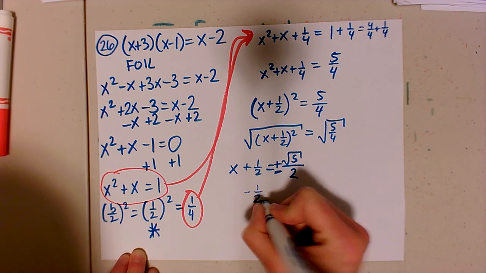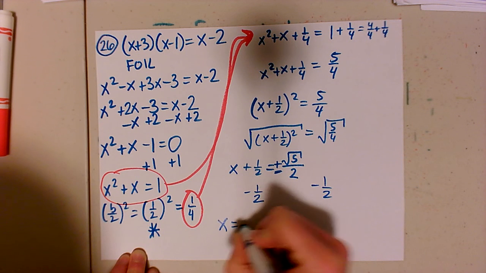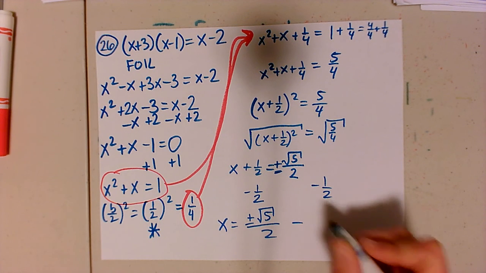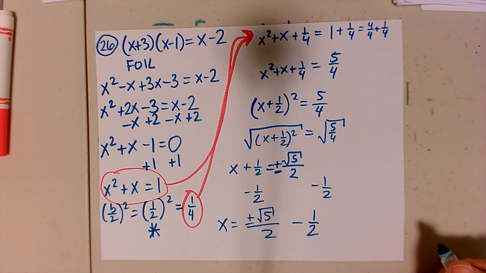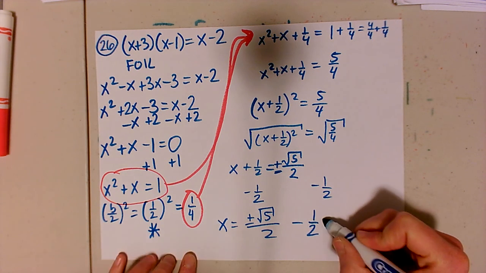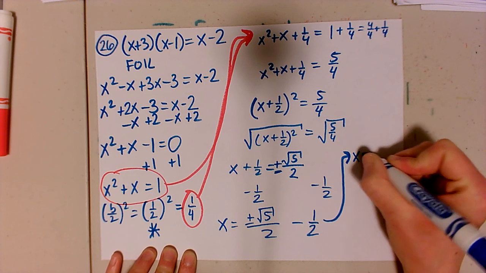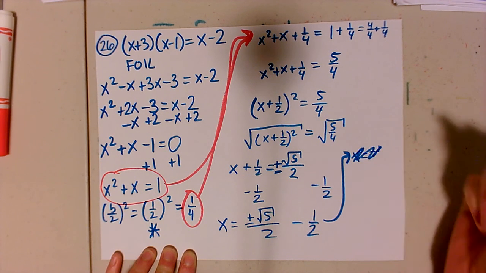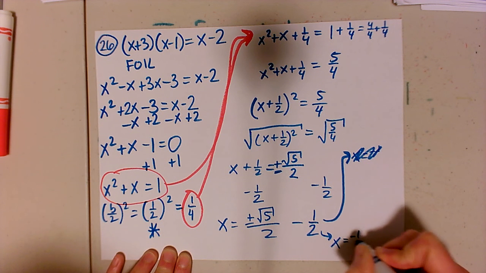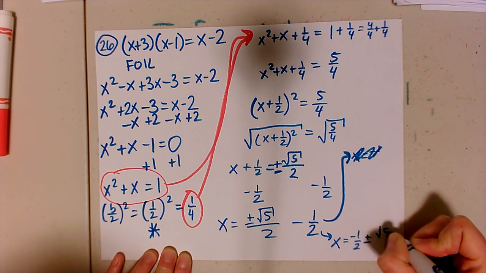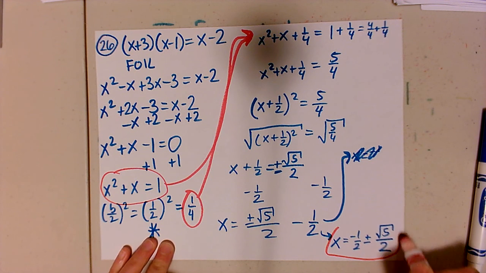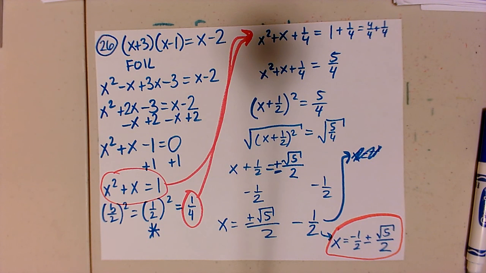And so then our last step is to just subtract 1/2. So we have x equals plus or minus root 5 over 2, excuse me, minus 1/2. So we would really like to write this with our rational number first. So let's change this and say that x is, oh, I'm running out of room. I'll do this down here. x is negative 1/2 plus or minus the square root of 5 over 2. And so this is your answer, and that's as simple as you can get it.